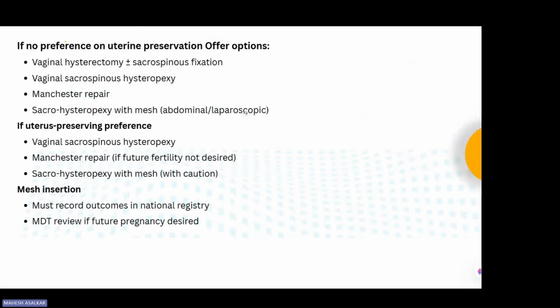Either abdominal or laparoscopy. If the patient wants to preserve the uterus, if this is a must, then hysterectomy is not an option, but the rest of the options are available. That is vaginal sacrospinous hysteropexy, Manchester repair. However, if future fertility is not desired, then only go for Manchester repair and sacrohysteropexy with the mesh. So these options are available.